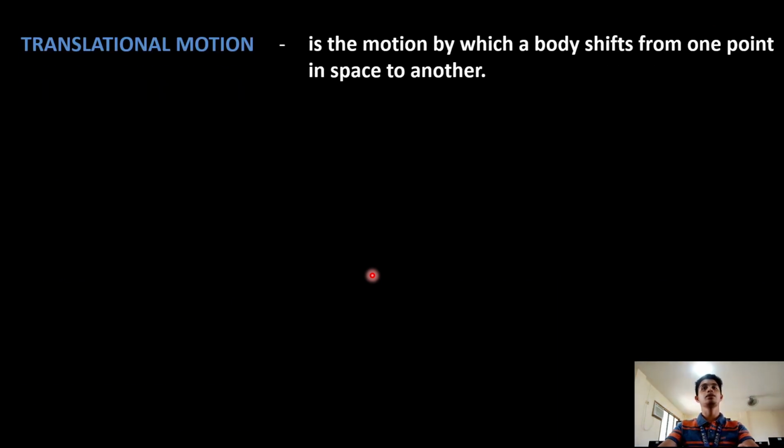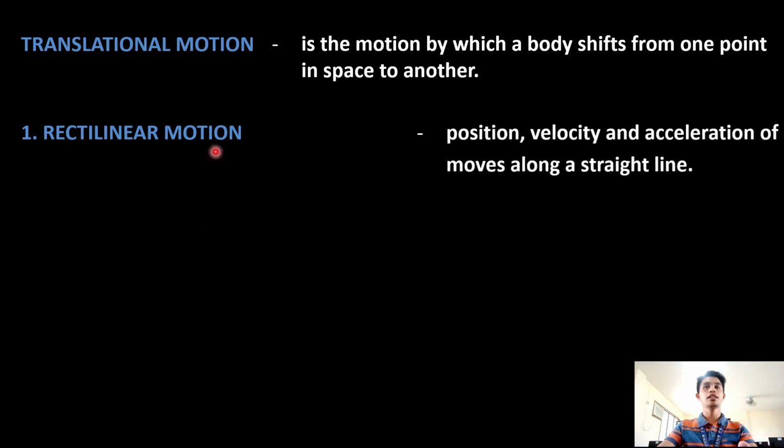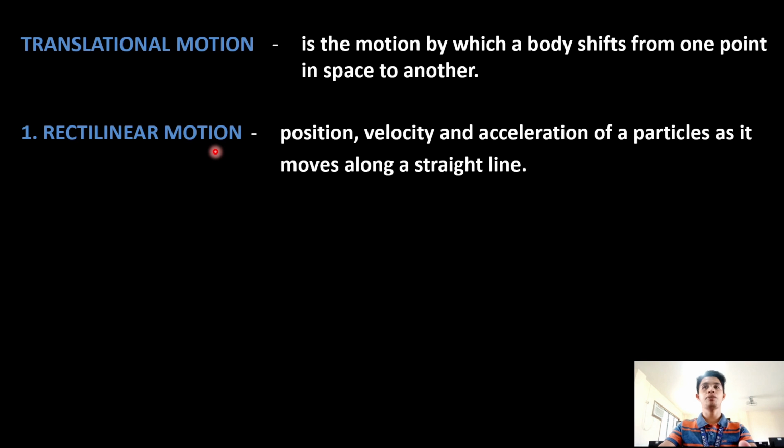And translational motion. When we say translational motion, it's the motion by which a body shifts from one point in space to another. So, pag translate from one point to another, that's translational motion. We have three motions. First is rectilinear motion. Rectilinear motion is the position, velocity, and acceleration of a particle as it moves along a straight line. In straight line, yun yung rectilinear motion natin.